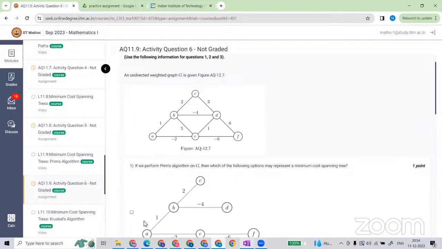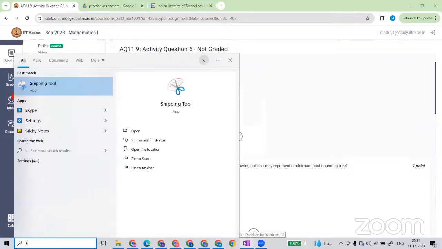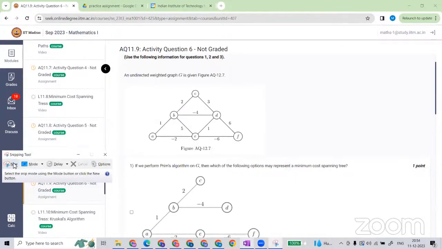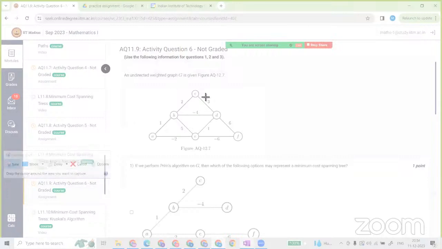Okay, so Dijkstra's algorithm is completed. We discussed Dijkstra's algorithm in the last session, I think, Vishal, right? Yes, sir.